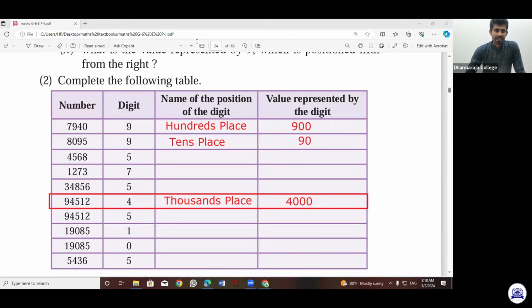Okay. Right. Very good. Thousands place, 4,000. Right. Then you can complete that part, right? Okay. Then are you clear up to now? I think you are already clear up to this part, right? Okay. Shall we move to the next session? Yes, very good. Right. Then try to complete the table.